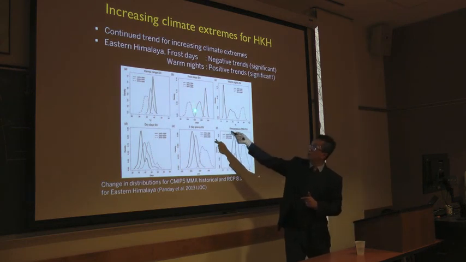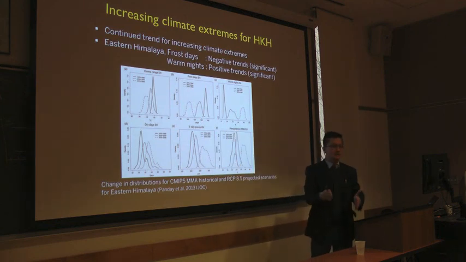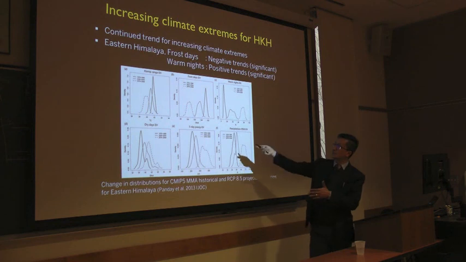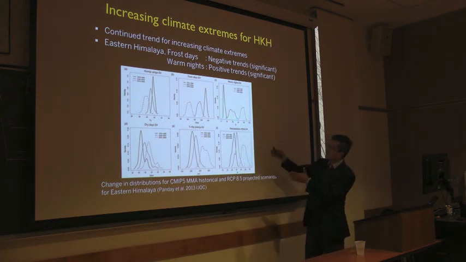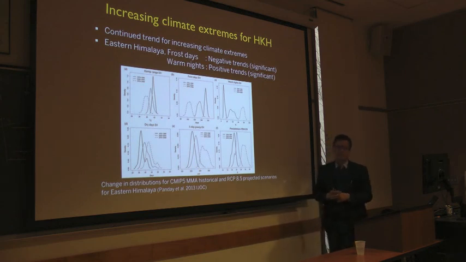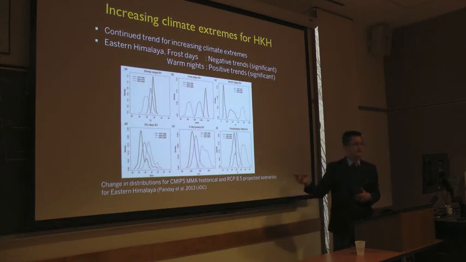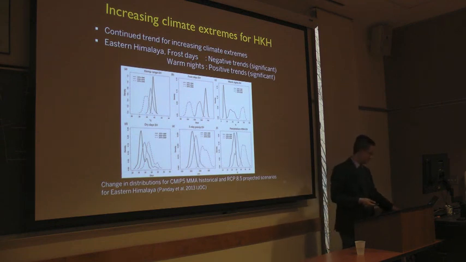What we see as we go into the middle of the century and then the end of the century is that we see these extreme frost days declining, shifting this entire distribution. Same with warm nights. The nights are getting warmer significantly, so we see the complete distribution shifting. I would say some of these are alarming for the eastern Himalaya region in terms of climate extremes, but this sort of trend is consistent across the entire Hindu-Kush Himalayan region.